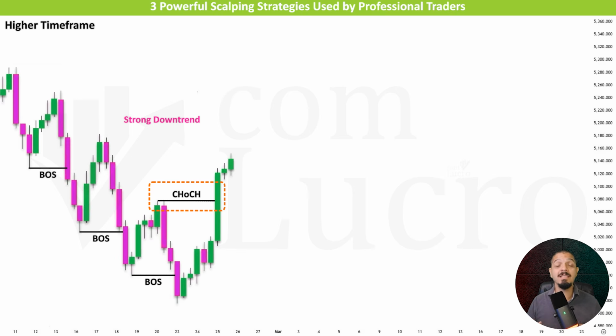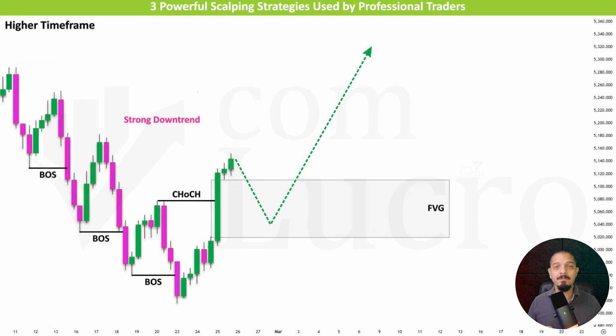This suggests that sellers are losing control and that the market may be preparing to shift direction. Once this shift in structure is confirmed, and we expect price to move higher, the next step is to look for a buying opportunity. At this stage, focus on identifying a bullish fair value gap that forms within the change of character leg.